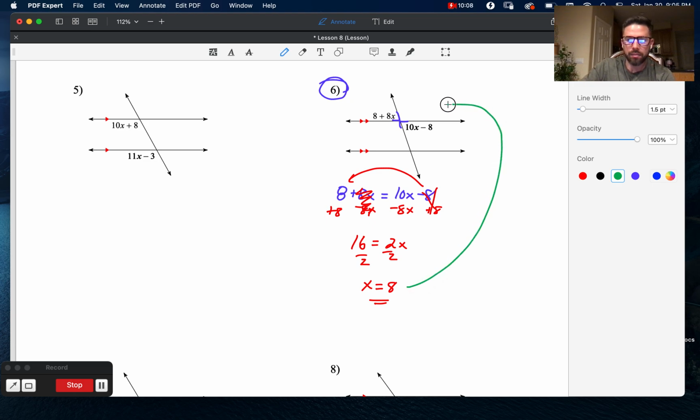Now, let's plug him into this bold angle. The great thing is I can actually do this math in my head, because we have 10 times 8 minus 8. 10 times 8 is 80. 80 minus 8 is 72 degrees. Boom, bam. Thank you, ma'am.